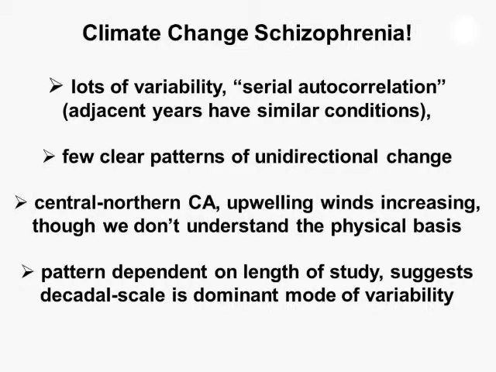So in terms of the physical environment, we're getting lots of variability. Serial autocorrelation, this condition, adjacent years or adjacent months having similar conditions, there's lots of that going on. There really are at the moment few clear patterns of what we would think of as unidirectional change. And the reason for that, for better or for worse, is that we live and work and pay attention to a really dynamic ecosystem here. It changes on a daily time scale. And so it's just difficult to see those unidirectional changes.